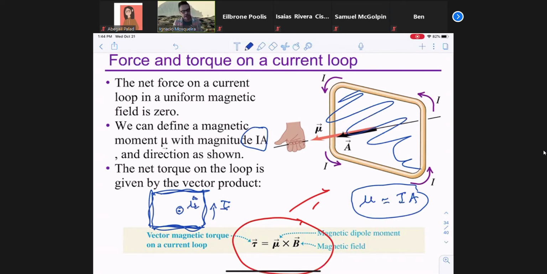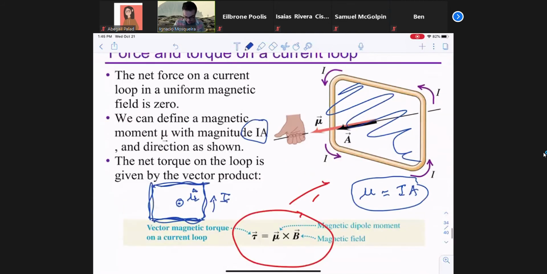Okay, that's my magnetic moment. Is that clear? It depends on I and A, and mu is coming out of the computer screen in this situation. Now you calculated the mu. The mu has a magnitude and a direction. You use the direction with the right-hand rule. So the mu is coming out of the computer screen.